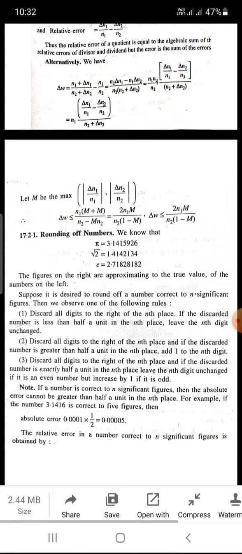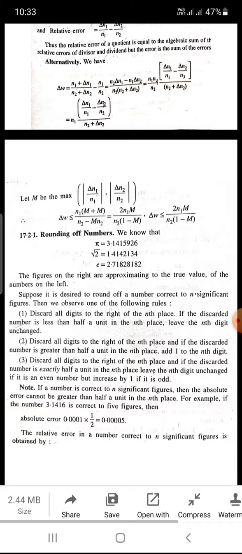Now rounding of numbers. Now we know that pi is equal to 3.1415926, under root 2 is equal to 1.4142134 and e is equal to 2.71828182. These figures on the right are approximations to the true value of the number on the left.